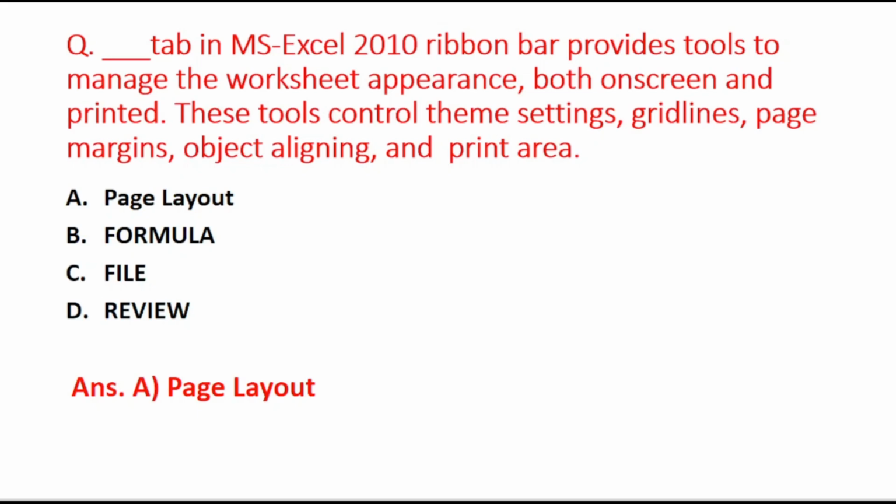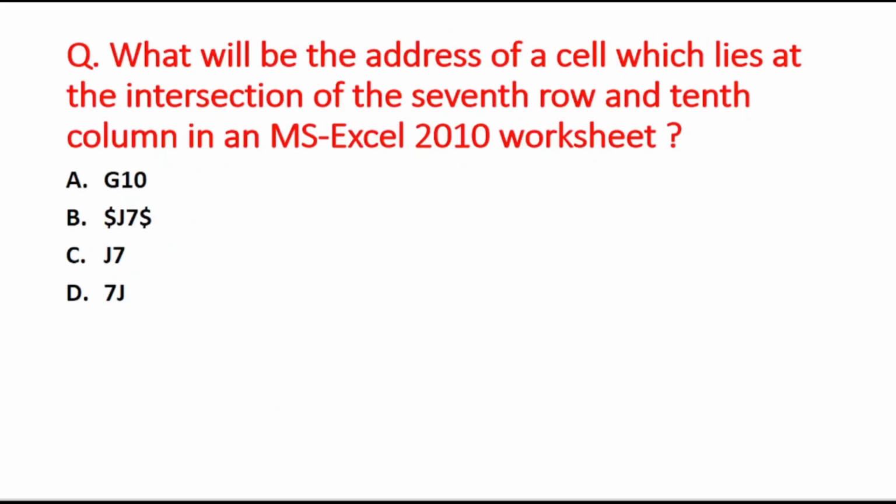Next question is, what will be the address of the cell which lies at the intersection of the 7th row and 10th column in an MS Excel 2010 worksheet? Okay, so A option is G10, B option is $J, $7, C option is J7, D option is 7J. So in cell addressing, first of all the address of column is written, then after that row. So option C is the right answer, that is J7.